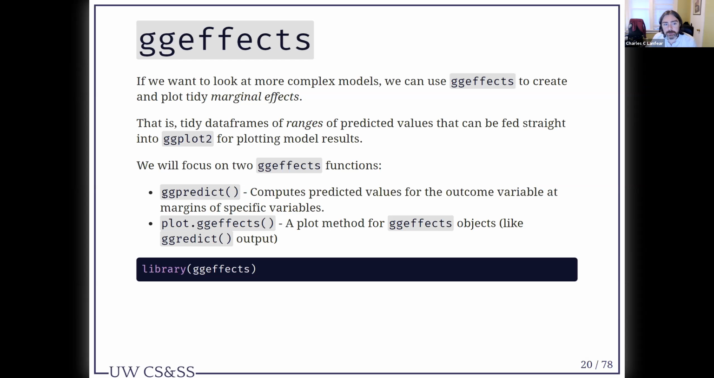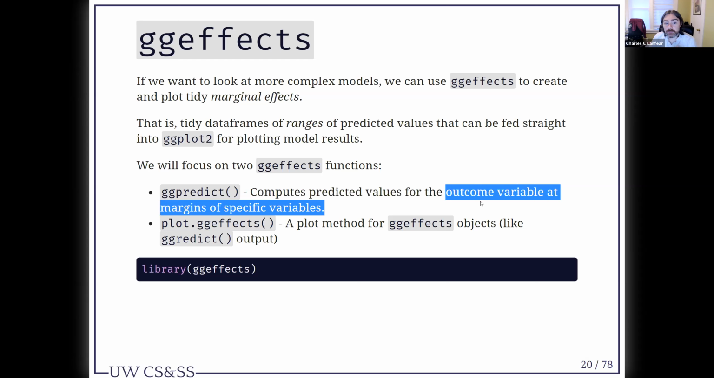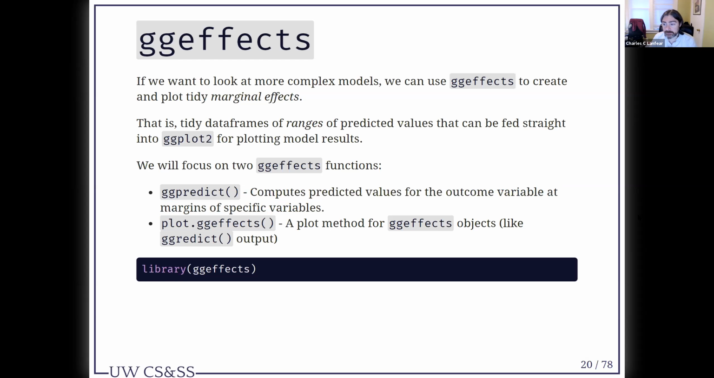The main ones I use are ggpredict. This computes predicted values from a model for some outcome variable at the margins of specific variables. That is, you could set a variable to a bunch of different values or a range of values and get predicted levels of the outcome, holding everything else at whatever values you want. This is pretty nice. You can hold everything at the mean, but you could also hold them at their modes or hold them at low levels or high levels.